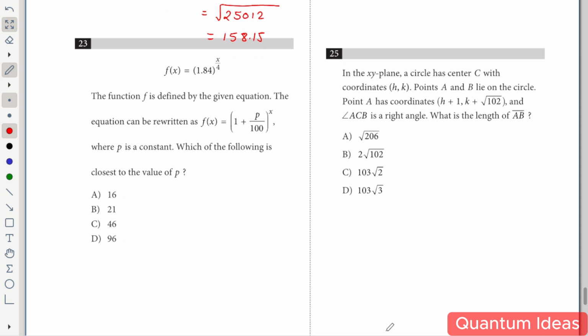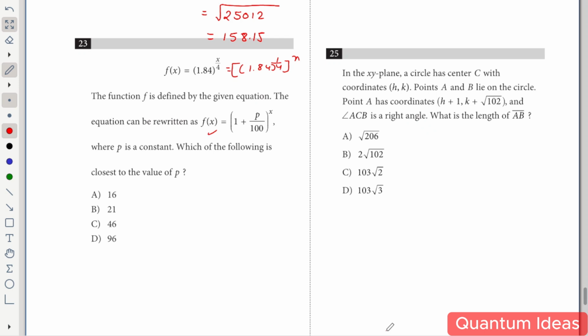So we are given this function. The equation can be rewritten. These are equivalent where P is a constant. Which of the following is closest to the value of P? I think we have already done this kind of problem. So what we have to do is write this in terms of this. Use the property of the power, like 1.84 to the power 1/4 to the power x. You can rewrite this equation like this one.